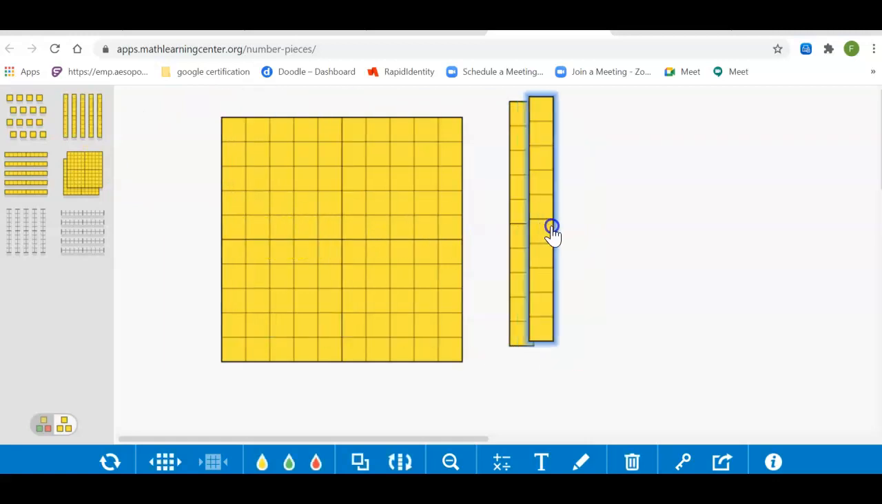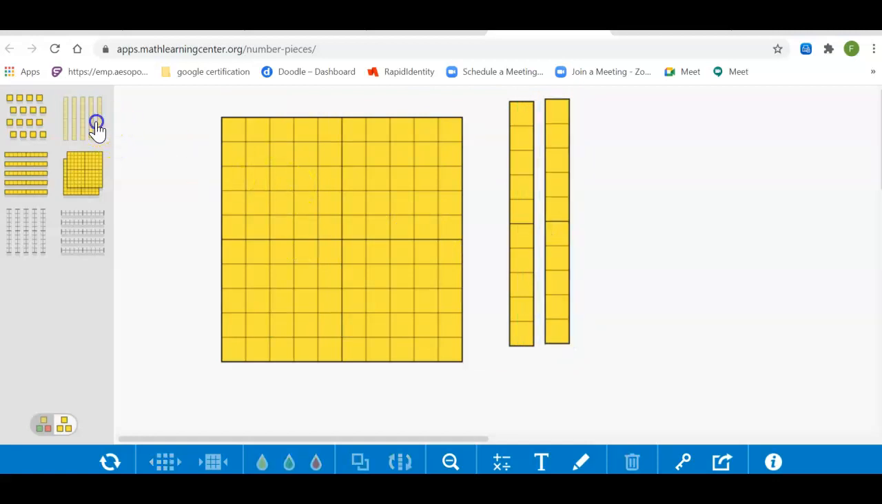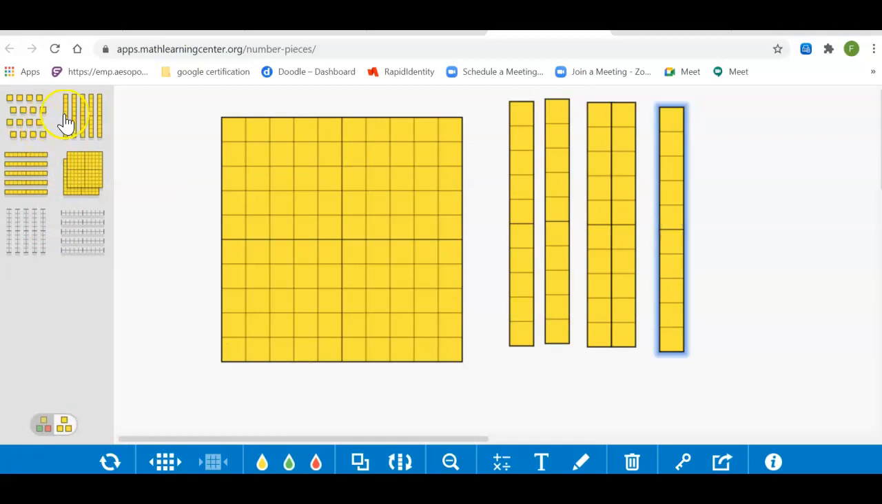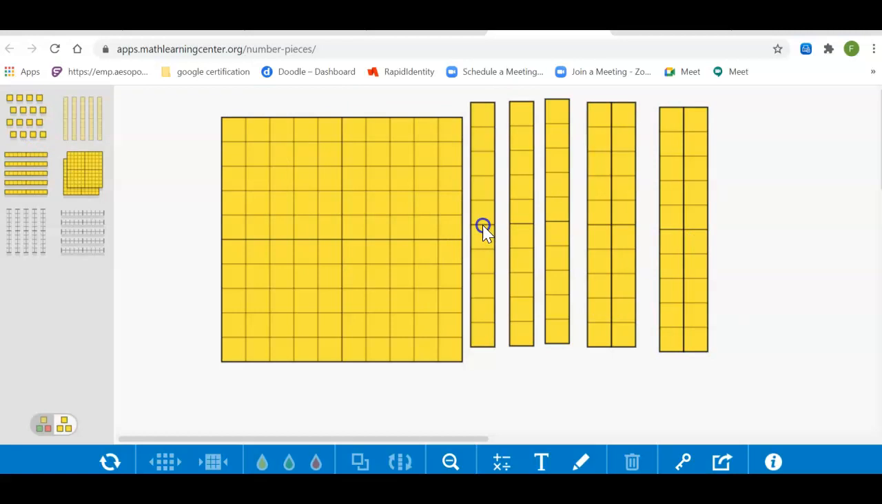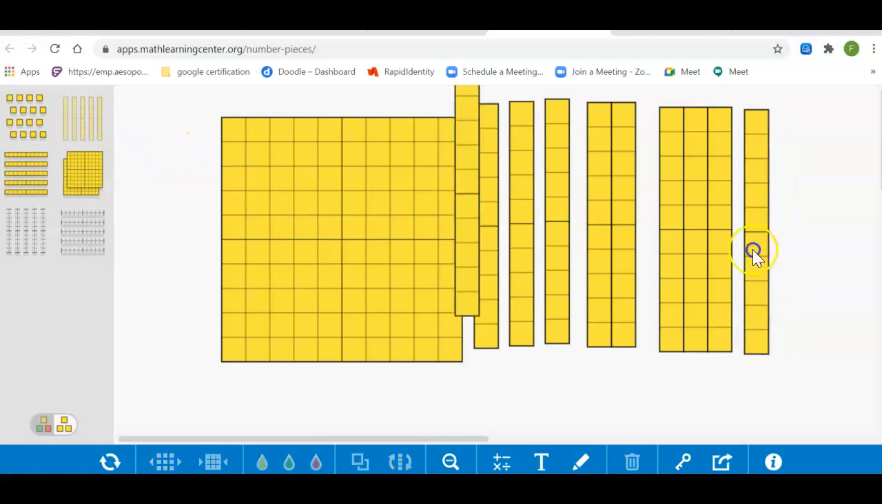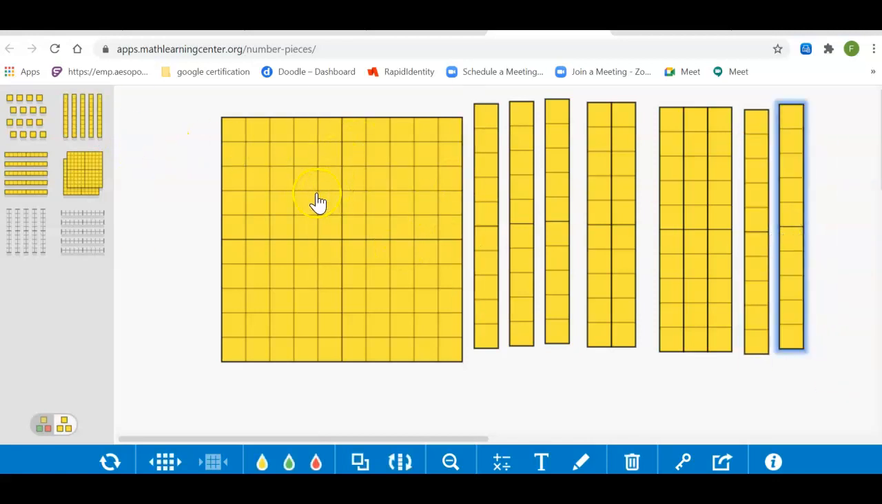I'll take 1, 2, 3, 4, 5, 6, 7, 8, 9, and 10. So if I wanted to break apart this one whole into 10 equal parts, I would just choose 10 of these rods to break it apart.